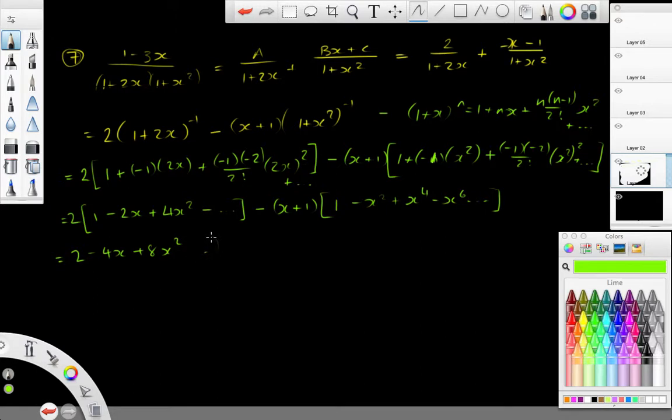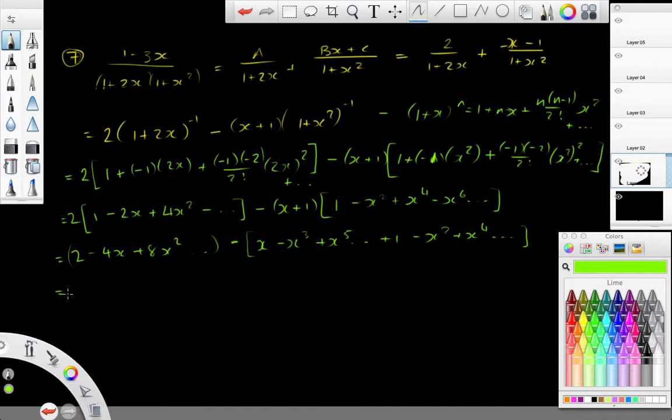Right, that's going to be a bracket there. Now, I'm going to put a minus, and then I'm going to multiply first of all x, so I'm going to have x minus x cubed plus x to the power 5, and so on. I'm not interested in any more of those. And then I'm going to have a plus 1 minus x squared plus x to the power 4, and so on.